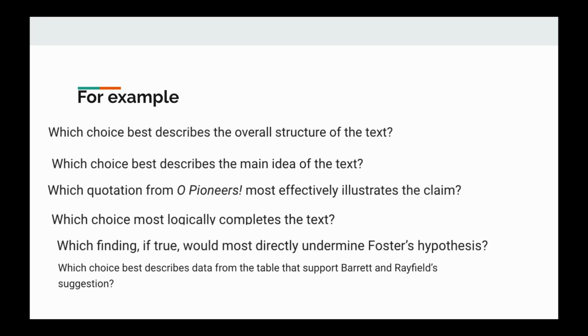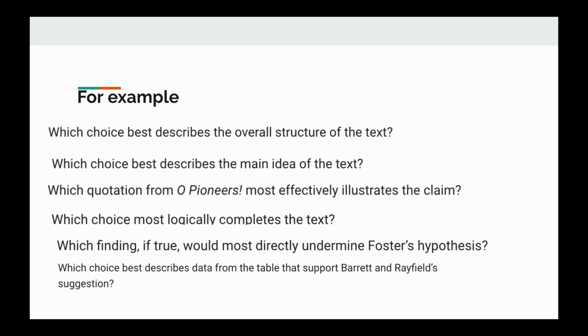Let's look at the first question. Which choice best describes the overall structure of the text? Well, we probably wasted like 2 or 3 seconds reading this question. A wise person would just look at the question, see the part which says overall structure, and know that he needs to find an answer choice which shows the overall structure of the text.